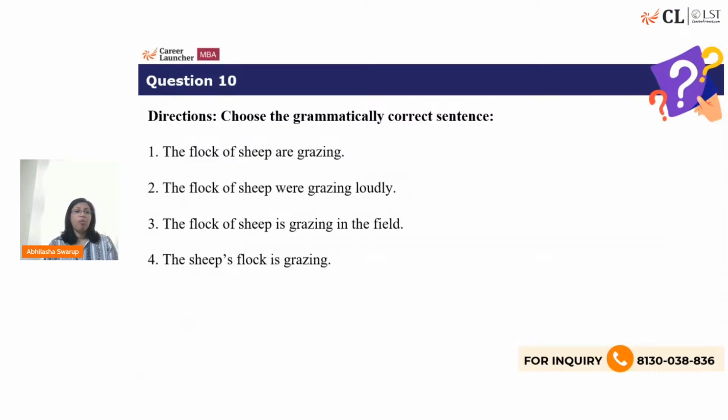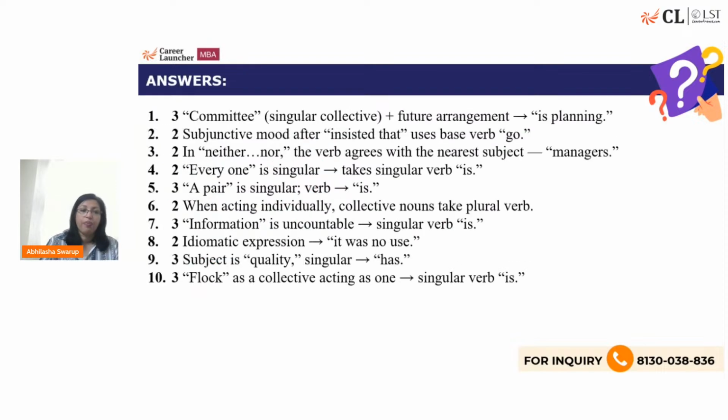The flock of sheep are grazing. The flock of sheep were grazing loudly. The flock of sheep is grazing. The sheep's flock is grazing. What is the subject? It is the flock. The sheep's flock is a very bad construction, so we'll not use that. So we're looking at the flock of sheep. So I've eliminated 4, but because the subject is only flock, it cannot be are, not were. So therefore is grazing. So your answer has to be 3.